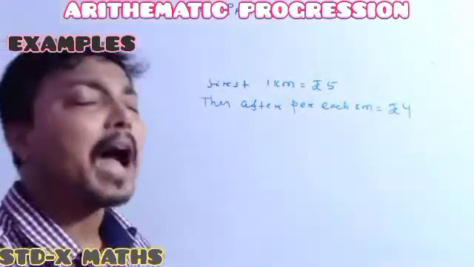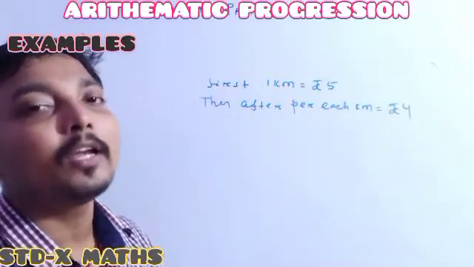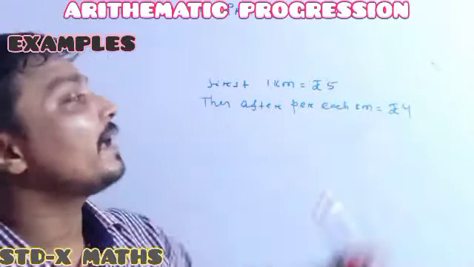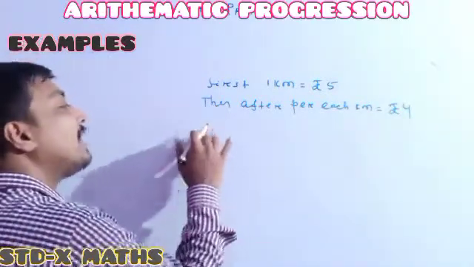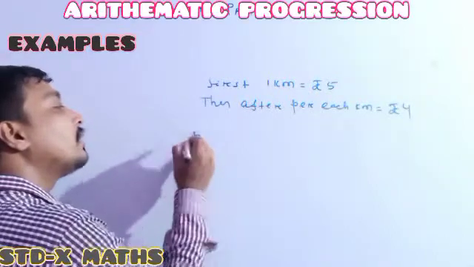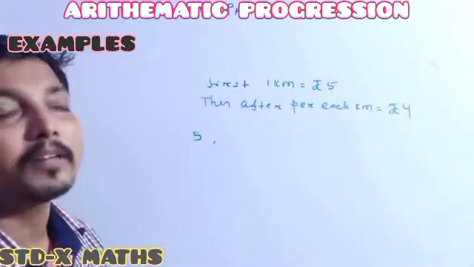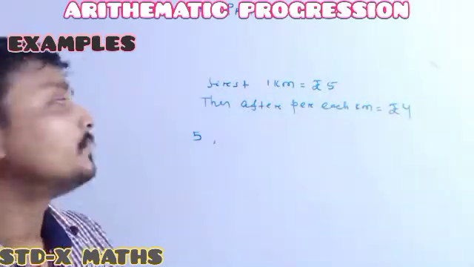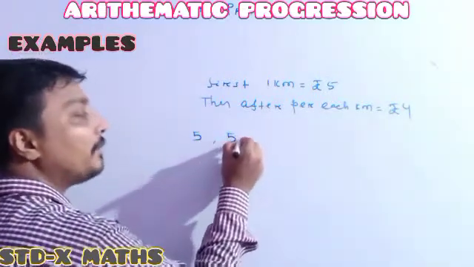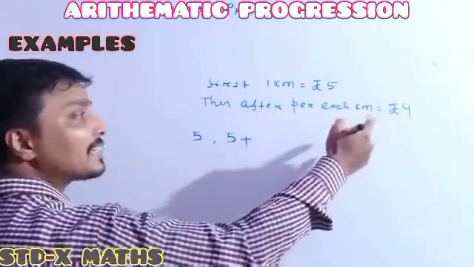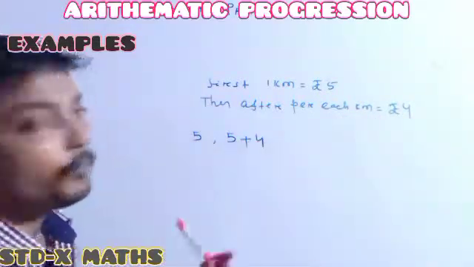After 1 kilometer, how many more extra kilometers do I have to travel? For each of those extra kilometers you have to pay rupees 4. So suppose I want to go for 1 kilometer, I have to pay 5 rupees, but I am writing only 5 in number. Suppose I want to travel 2 kilometers: the first kilometer is compulsory 5. Then how many extra kilometers? 1 extra kilometer, so for it I have to give an extra 4 rupees.